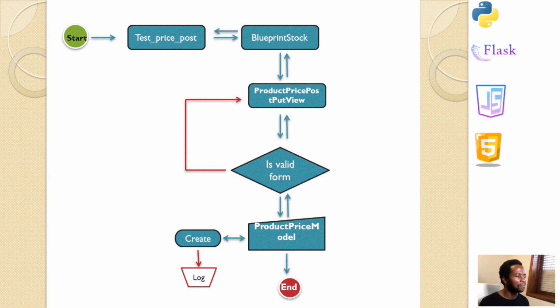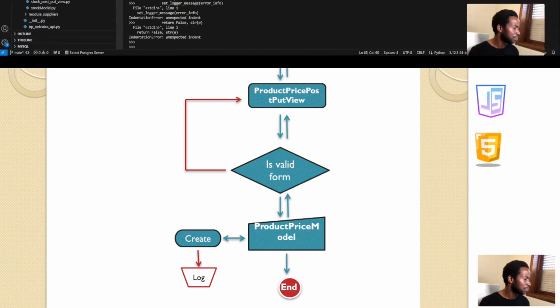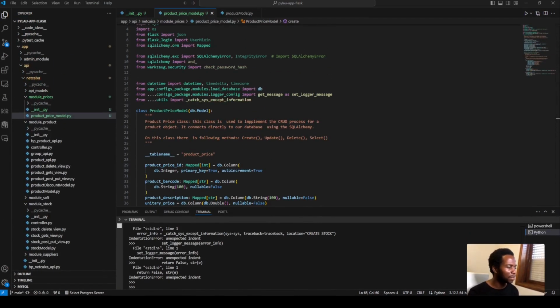We verify which data we are receiving from the request method. If this form is valid, we go forward to a product price model, reading this data or saving this data to our database. If not, if this form is not valid, we return an error to our front end. So this is it. So guys, let's go to our application.